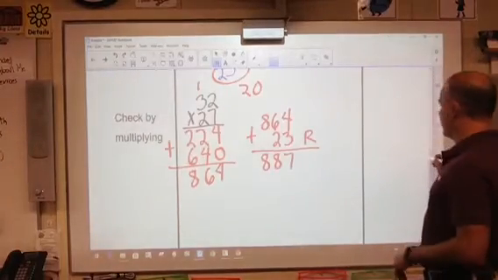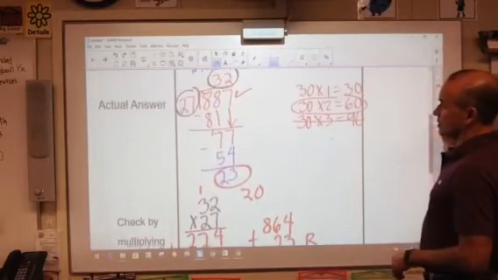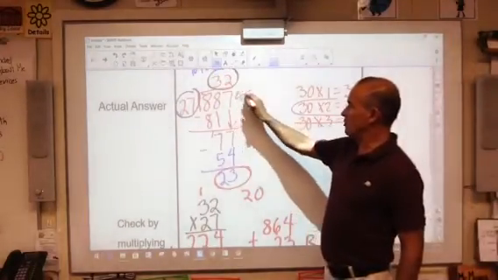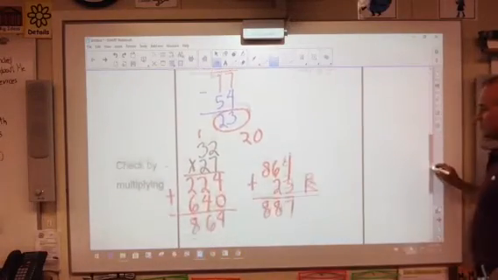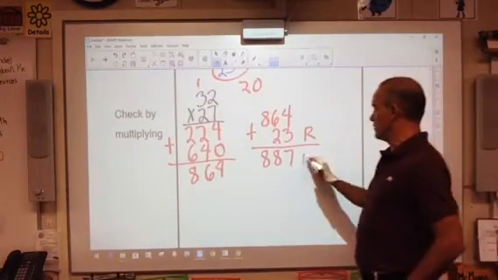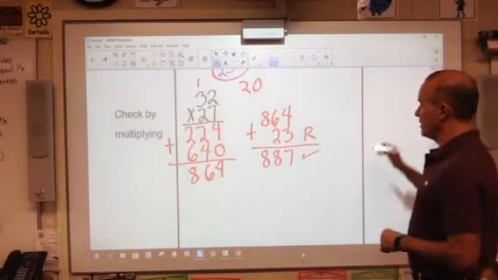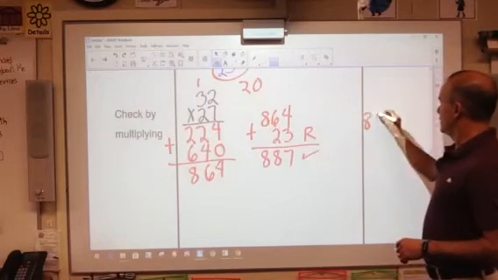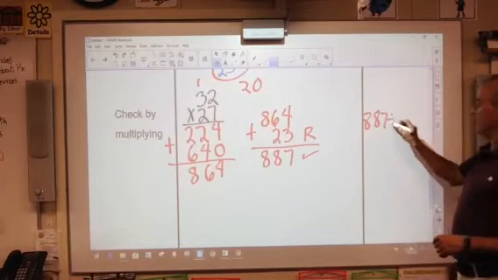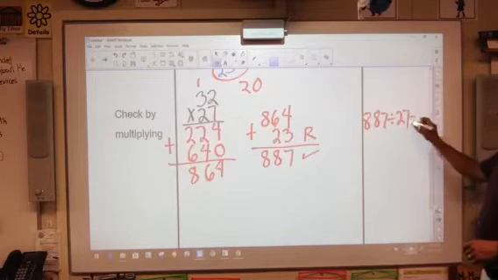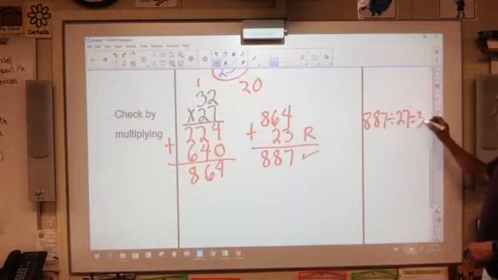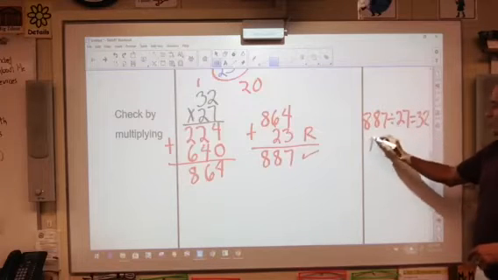Now let's check to see if that is true. Okay, notice that now the whole number is the same as the number right here on the bottom. So our division is correct. So we can say that 887 divided by 27 equals 32 with the remainder of 23.